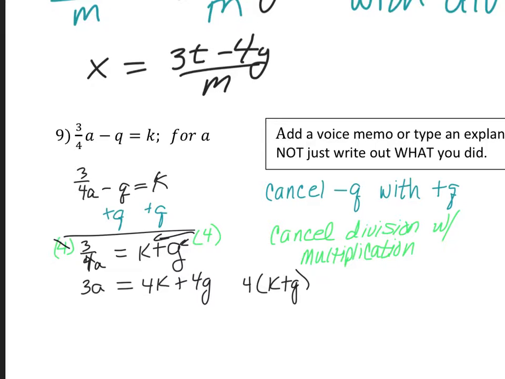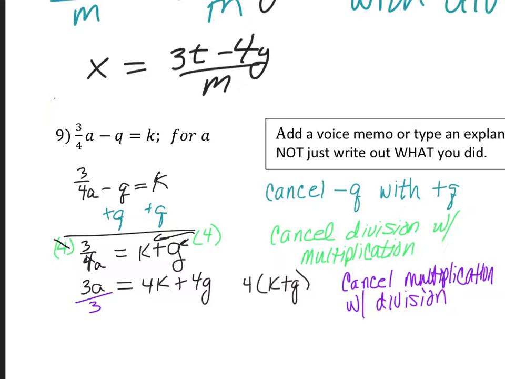So we need to, and the 3 sitting next to the a means multiplication. So we are going to cancel multiplication, and we're going to do that with division. So I'm going to divide both sides by 3 so that a is equal to 4k plus 4g all over 3.